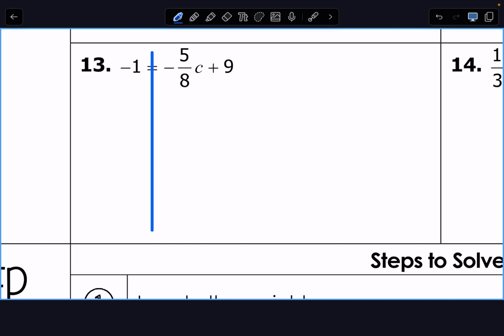Okay. Which number is the closest to C? 5 over 8. Good. Here is C. So the 5 over 8 we're going to move last, which means we need to move the 9 first. Okay, Landon is saying we need to subtract. Is that true? Yes. 9 is being added, so we need to undo our addition by subtracting 9 from both sides. We like that?